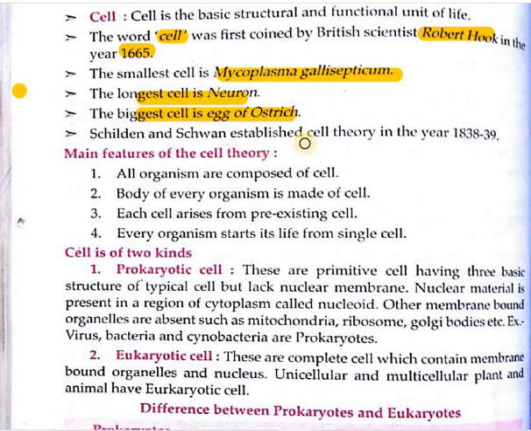Schleiden and Schwann established cell theory in 1838 to 1839. So this is an important term. Schleiden and Schwann established cell theory. Many exams have asked the same thing: who established cell theory? And they will give you many options like Robert Hooke or Schleiden and Schwann. So you need to remember Schleiden and Schwann will be the right answer for cell theory.